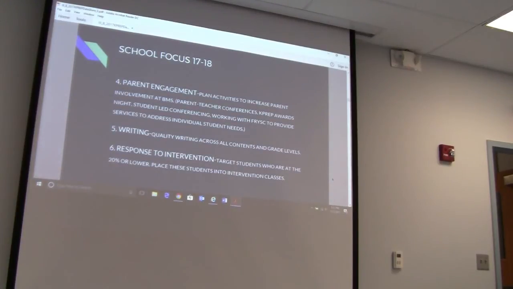Another focus, of course, is writing. You've seen our scores there. So we're trying to implement quality writing across all contents and grade levels, even though it was only assessed in the 8th grade, but we firmly believe it starts in 6th grade and continues through, and not trying to put all the pressure on our 8th grade staff with that. So we're trying to get that across. And then in response to intervention, we're targeting students who are at the 20th percentile or lower, and then placing these students in intervention classes and getting them the assistance that they need.